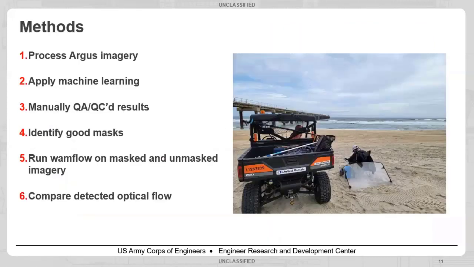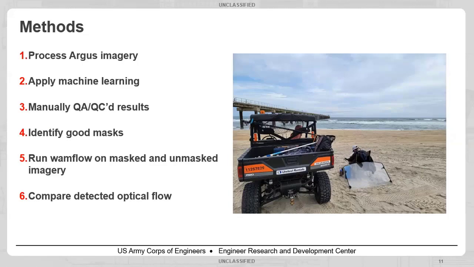The methods of this specific part of DUNEX were processing the Argus imagery, and from that we wanted to generate our WAMs, or wave average movies. Once those were generated, we wanted to apply the machine learning to the raw imagery. So we're not applying it to the WAMs, we're just applying it to the raw imagery. From there, we wanted to QA and QC all of our results. Where did the mask work? Was it good quality, okay quality, or bad quality?